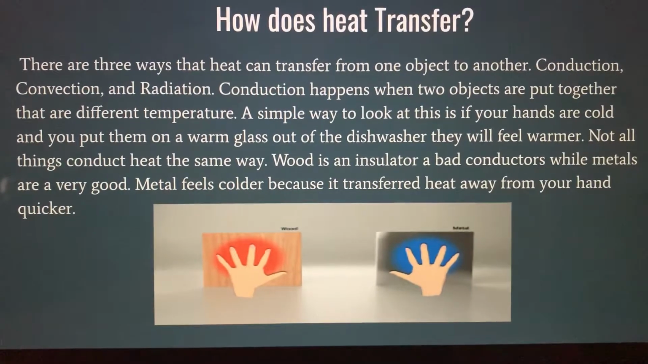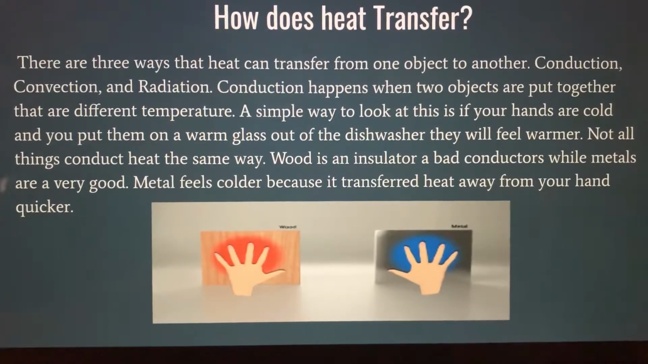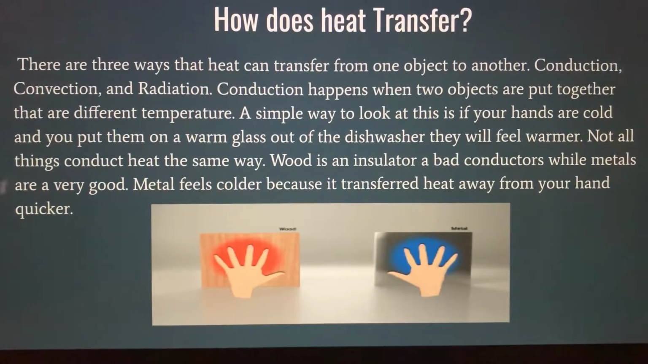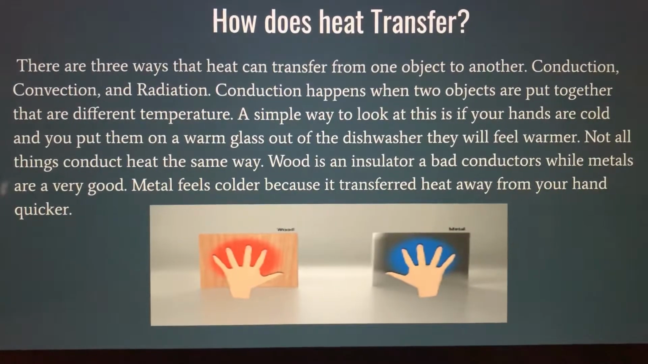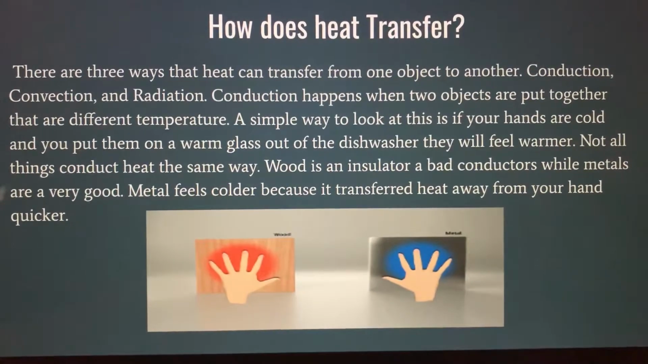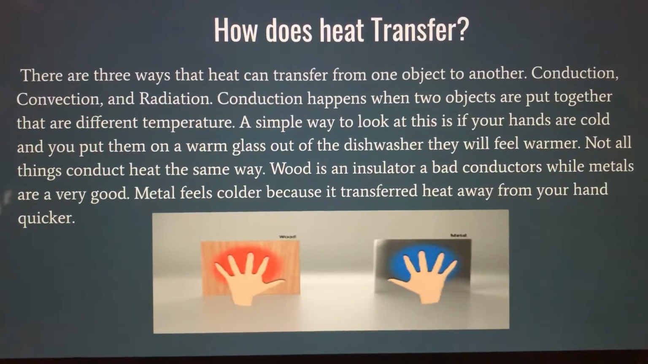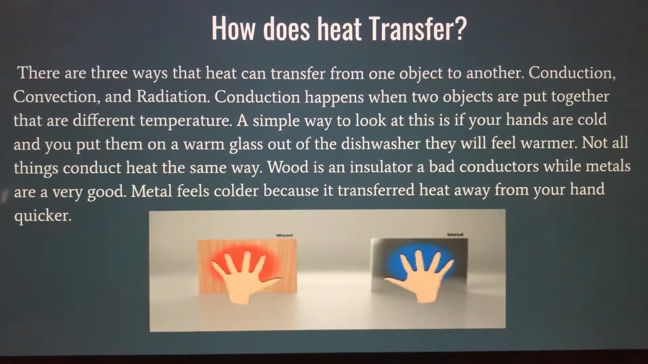Now, not all things conduct heat the same way. Wood, for instance, is an insulator and a bad conductor, while metals are very good. Metals feel colder because they transfer heat away from your hand much quicker. That is why on most pans the handle is made of plastic or wood, so you don't get burned when you take it off the stove.